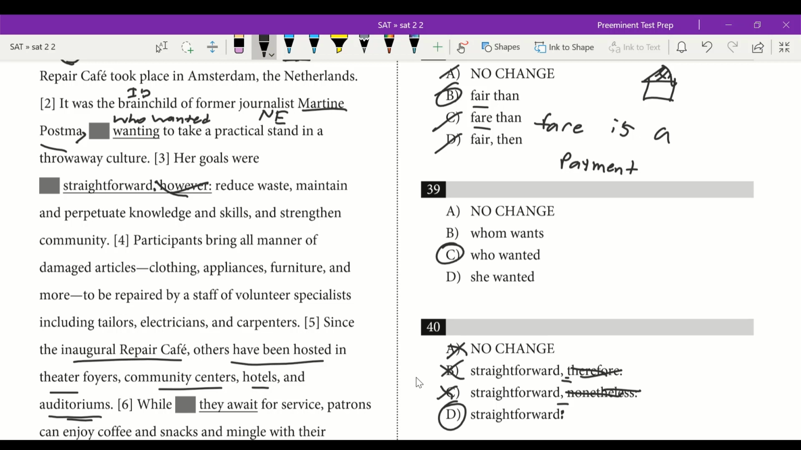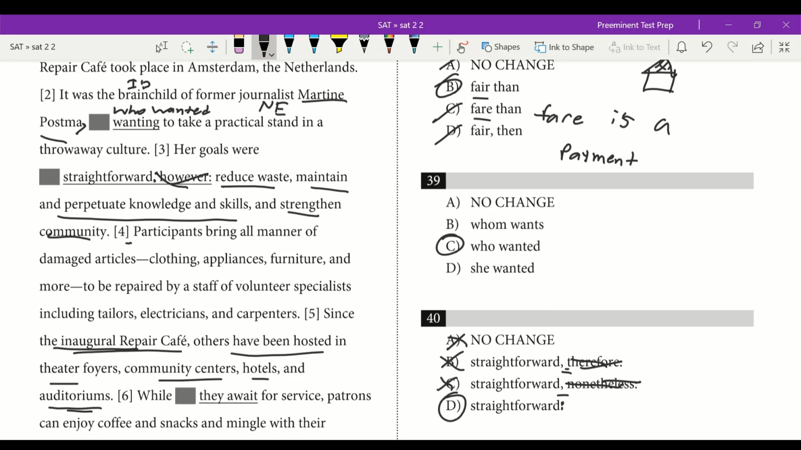Now if we already use a colon, we have a list of 3, right? Reduce waste, maintain and perpetuate knowledge and skills, and strengthen the community. That's perfect. We're using a colon to introduce our list, and we're going straight into our list, right? And we're using efficient word choice. That's perfect, right? Our answer is going to be D.